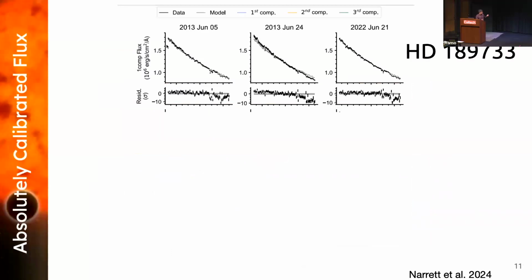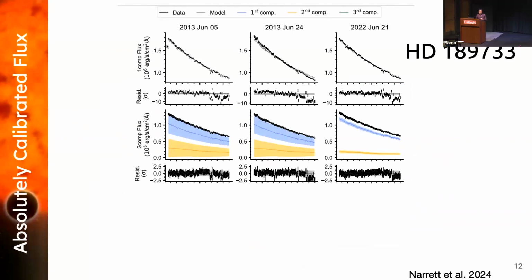So here are 3 different visits to HD 189. This is G141 data, and these are single component fits. Now we use 2 components, where you assume there is a different component. There might be spots on the surface of the star, and they might have a different temperature. You assume that spots are at a lower temperature. We are still using the Phoenix model for them, and we are trying to see if we can improve the fits. So we keep on making our models more complex.